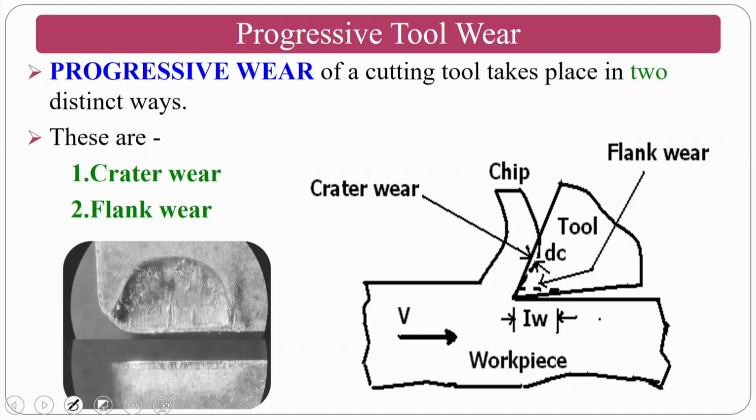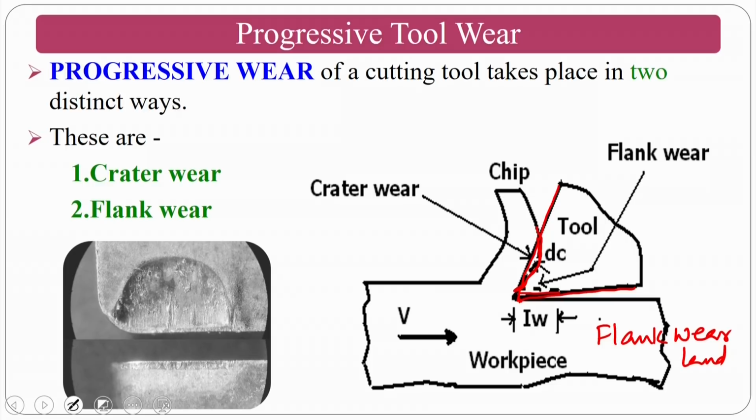Now you can see how it takes place in the machining process. This is a cutting tool. Because of the chip motion, this is the crater depth that takes place. Because of the workpiece interaction, normally abrasion, the flank wear comes. It is represented in terms of flank wear land, which indirectly means the width of the flank wear, and crater wear is represented in terms of crater wear depth.